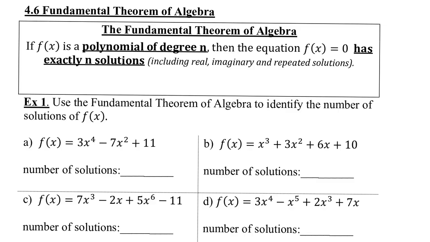We know quadratics have two answers. We know linear equations have one. So this is something we already know. For example, when it says use the fundamental theorem of algebra to identify the number of solutions, it's only telling us the number. It doesn't tell us the actual answers.